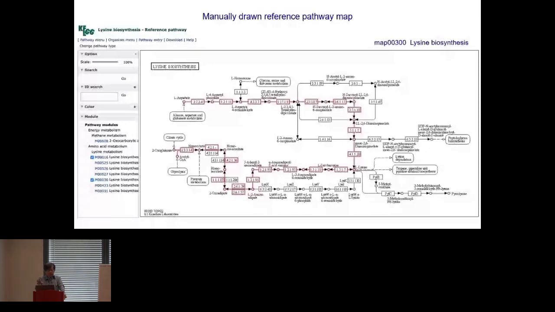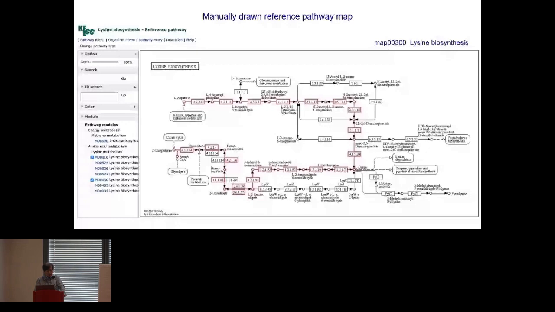At the top right, that's the E. coli pathway, and the left bottom is the Saccharomyces pathway, and so you can see that the presence of genes is clearly well reflected on these computationally generated organism pathway maps.